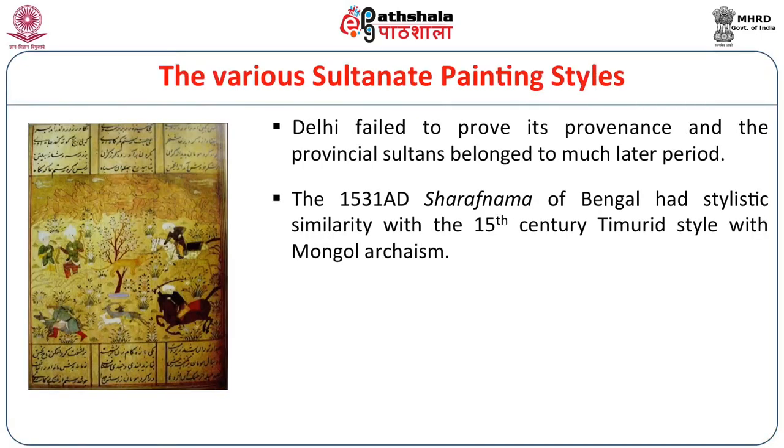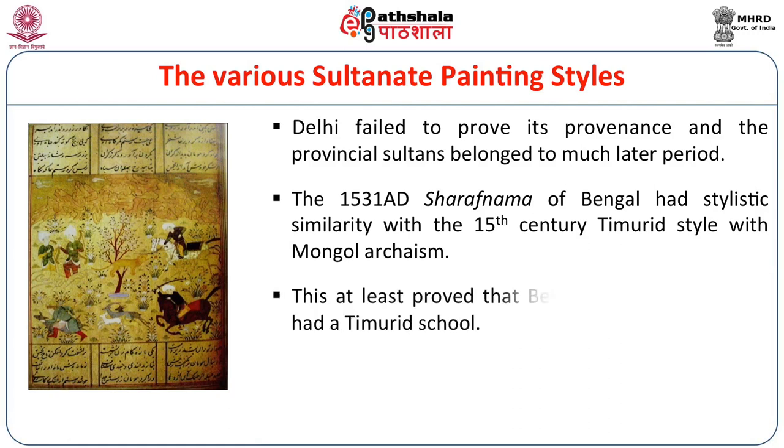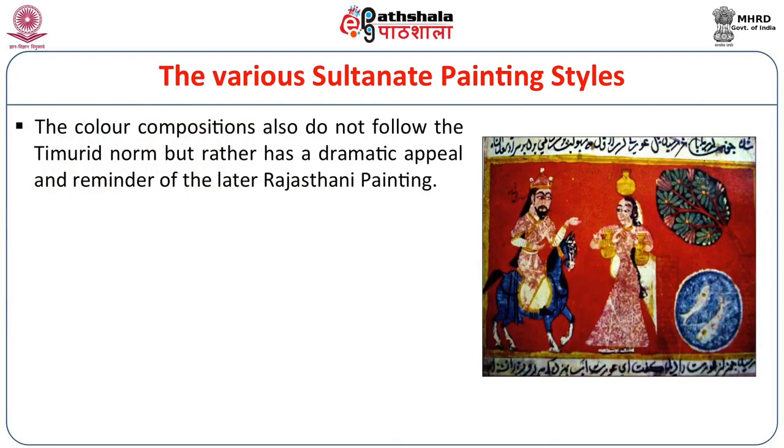The 1531 Sharafnama of Bengal has stylistic similarity with the 15th century Timurid style with Mongol archaism. This at least proved that Bengal in the 16th century had some kind of a Timurid school. The color composition also does not follow the Timurid norm, but rather has a dramatic appeal and is kind of a reminder of the Rajasthani paintings.